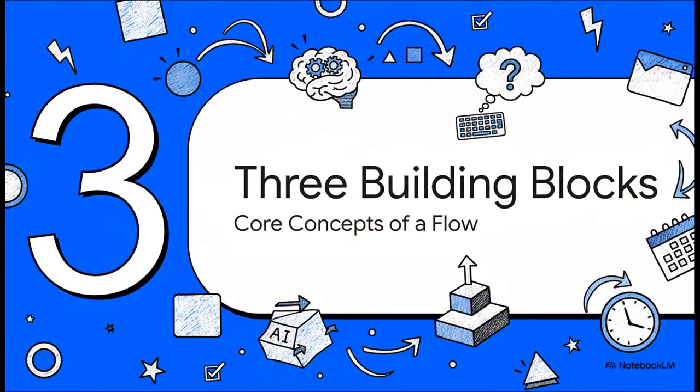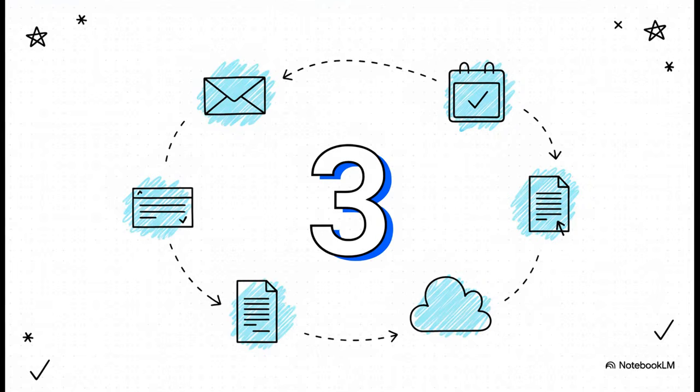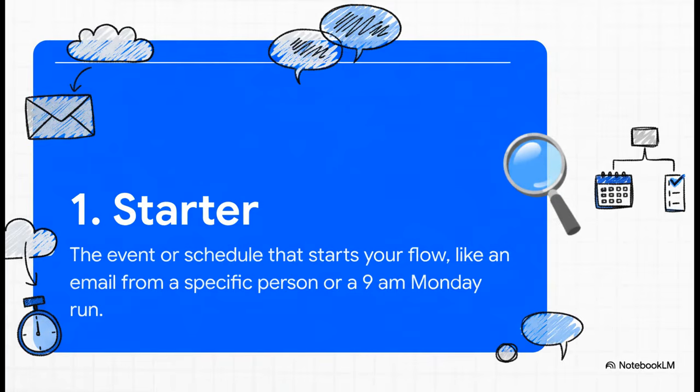Now, I know the phrase building in automation can sound a little intimidating, right? But here's the secret. Every single flow, and I don't care how complicated it looks, is built from just three simple core ideas. That's it. Just three. Let's break them down real quick. First up, you've got the starter. This is basically the trigger. It's that one specific event that kicks the whole thing off. It could be something happening, like you get an email from a specific person, or it could just be time-based, like a flow that just runs on its own every Monday at 9 a.m.